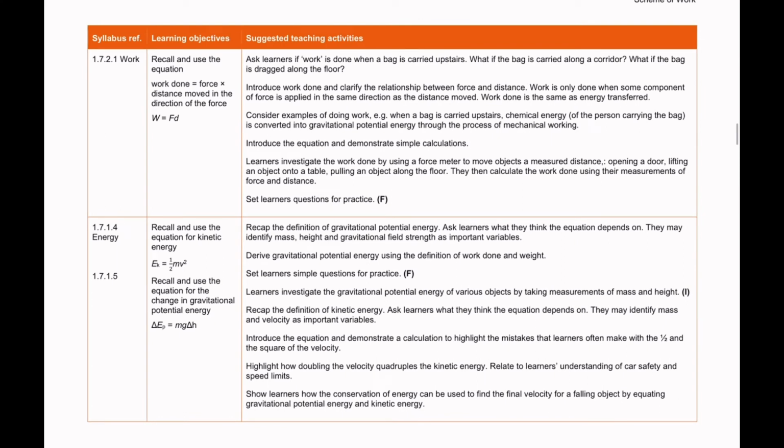Key concept 1.7.2.1 Work. Learning objectives. Recall and use this equation: work done = force × distance moved in the direction of the force, W = Fd.